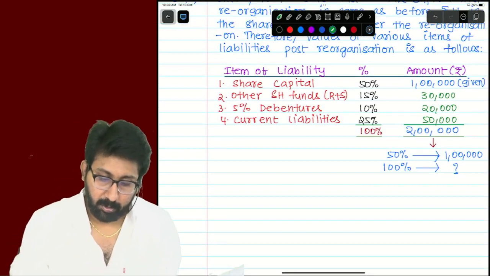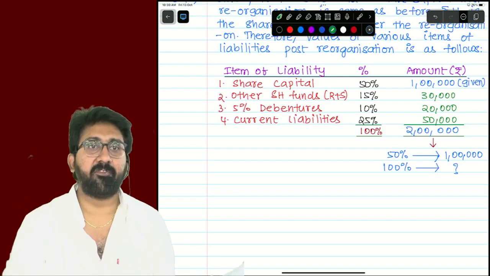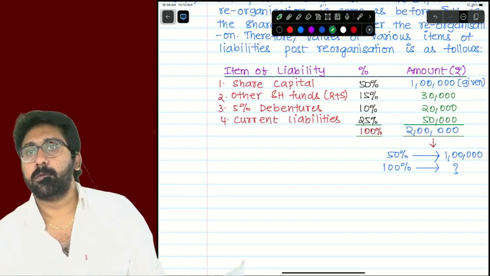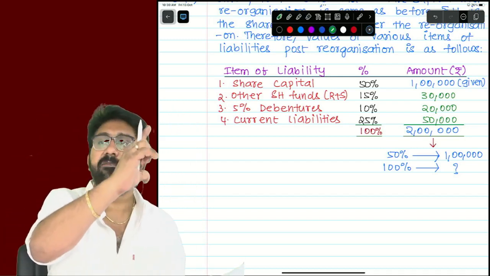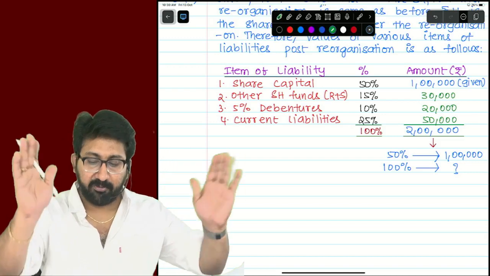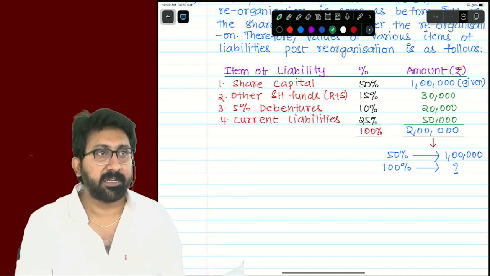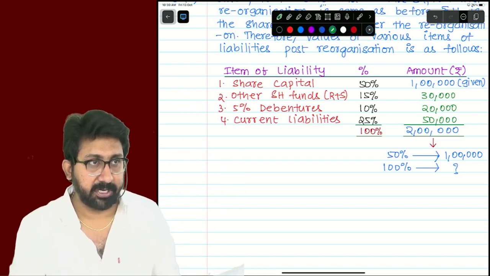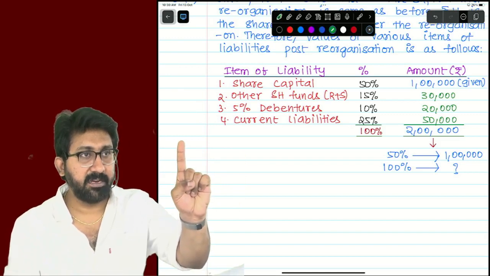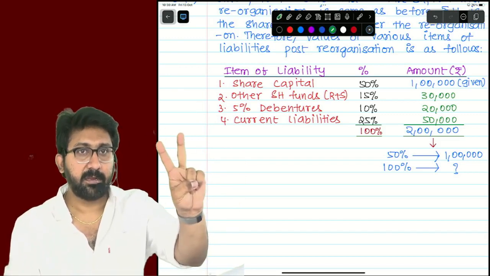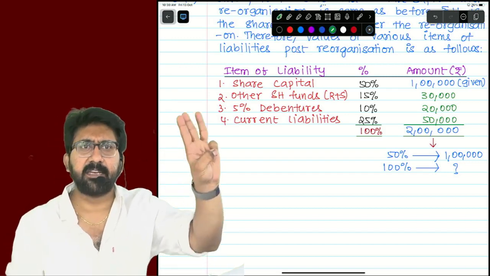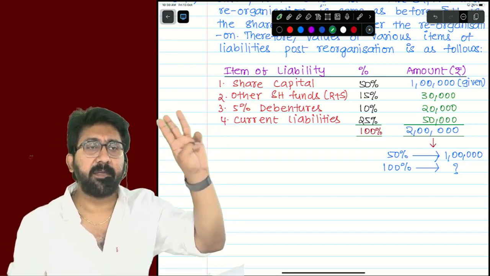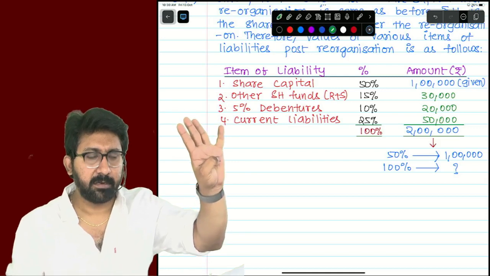Now, first listen carefully to my point. Completed up to here, everyone? Now, on the liabilities side of the balance sheet, we got all four numbers. What are the four parts of the liabilities on the balance sheet? First one, share capital. Other shareholders' funds, reserves and surplus. Number 3, 5% debentures. Very good.